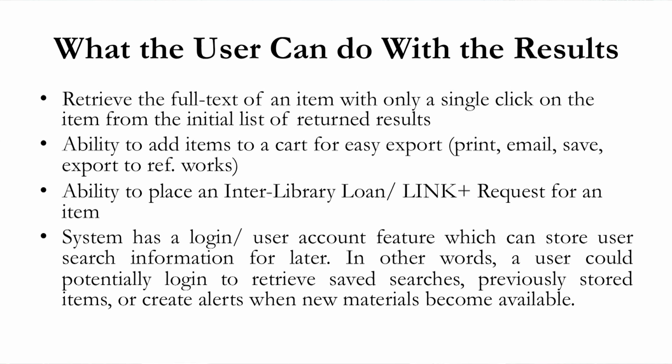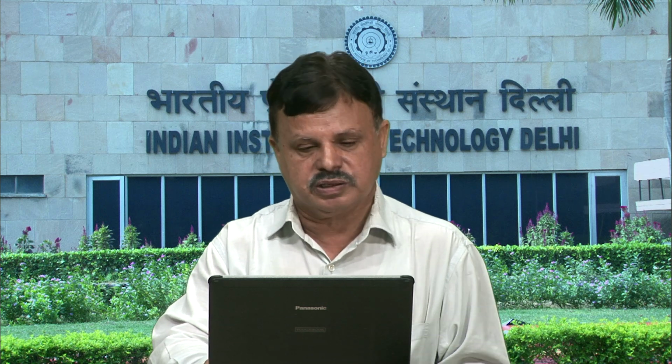These kinds of facilities are provided by online shopping stores like Flipkart and Amazon. So all these facilities should be part of the discovery system, like the ability to place an interlibrary loan link request for an item. The system has a login user account feature which can store user search information for later. In other words, a user could potentially log in to retrieve previously saved searches and stored items, or create alerts when new material becomes available. These are very important points from a user's point of view, that he is able to save his searches and retrieve them at a later stage, so that he immediately gets references.